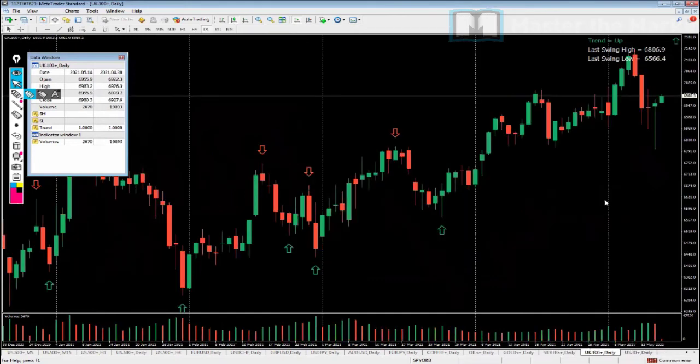Now we move on to the indices. We're going to look at the FTSE first. Definite uptrend for the last month and a half or so, almost 2 months. But no top has been confirmed. So this is going to be one where it's going to be very interesting what happens over the next few days.